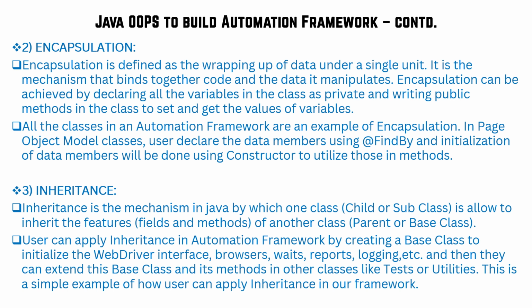Encapsulation can be achieved by declaring all the variables in the class as private and writing public methods in the class to set and get the value of the variables. All the classes in any automation framework are examples of encapsulation. In the page object model, which I'll cover in a video, you will see @FindBy. The user declares the data members using @FindBy, and initialization of the data members is done using a constructor to utilize them in the methods. So that is the example of encapsulation.